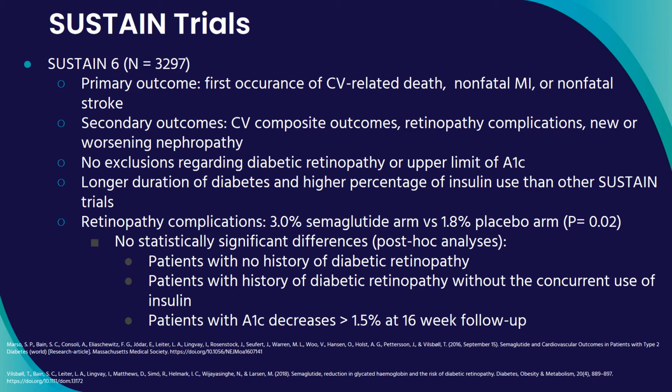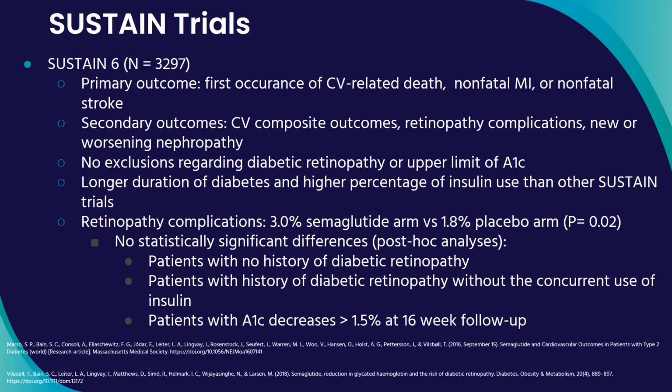Additionally, no difference in incidence rate was found in patients with pre-existing diabetic retinopathy who were not on insulin therapy. When controlling for A1C decreases greater than 1.5% at 16-week follow-up, no difference in incidence rate was found between treatment and placebo. Only those with pre-existing diabetic retinopathy who were on insulin therapy showed an increased incidence of worsening diabetic retinopathy complications. Notably, the SUSTAIN trials were not specifically designed to investigate diabetic retinopathy.